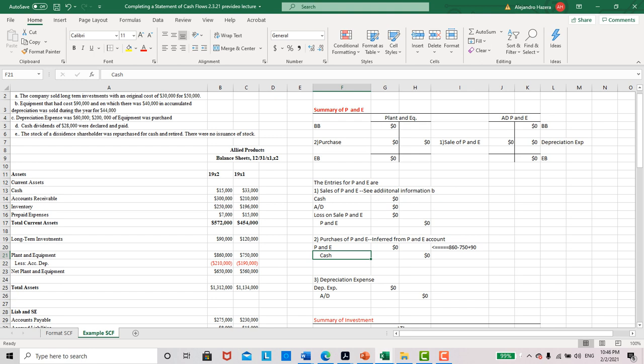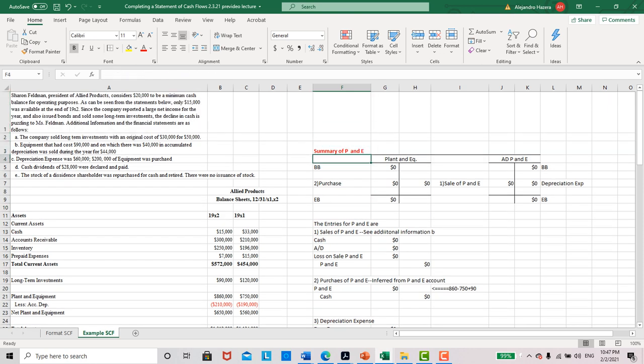That's also in the investing section. Okay, then we're also going to be able to isolate any loss on the sale of plant and equipment, or gain if we had a gain, and we're also going to be able to calculate a depreciation expense. And usually you do this on the CPA exam in real life by, in one way or another, working backwards through the plant and equipment account and figuring out all these things: the sales, purchases, depreciation expense, and any gains and losses.